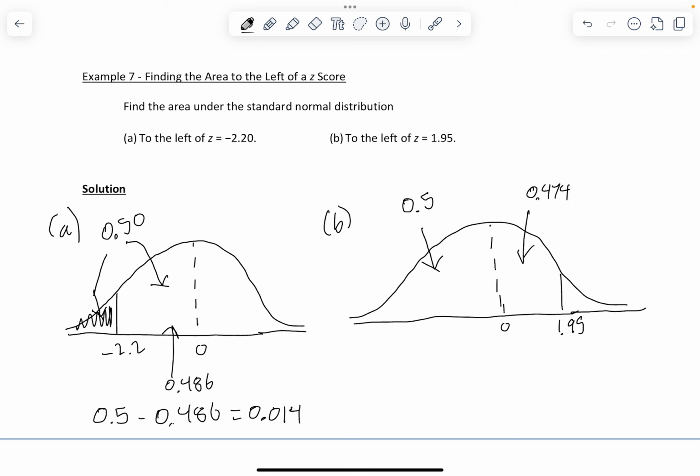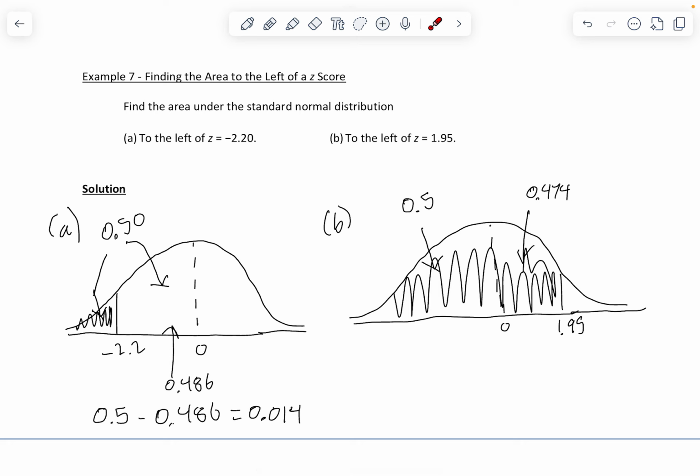So the total area to the left, which I will shade, is found by taking 0.5 and 0.474 and adding them together. So 0.5 plus 0.474 is equal to 0.974. So 0.974 is the area to the left of the z-score 1.95.